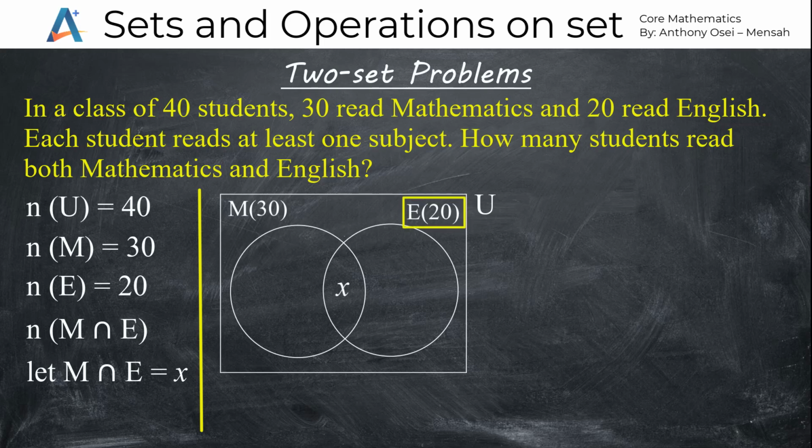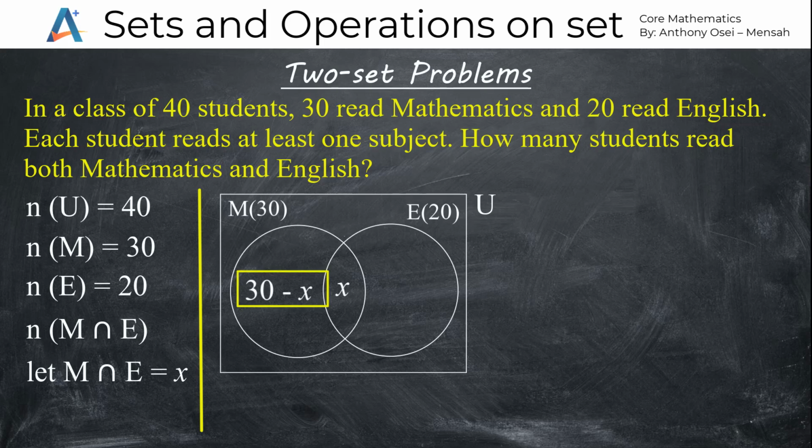Now we realize that the part for M has a little part of English in it. So for M only, those who do M only, that is the shaded region, you have to subtract X from 30. That is 30 minus X, where X is a part of the English. It becomes 30 minus X because the entire 30 belongs to M, where English is also part. So if you want maths only, it will be 30 minus X.